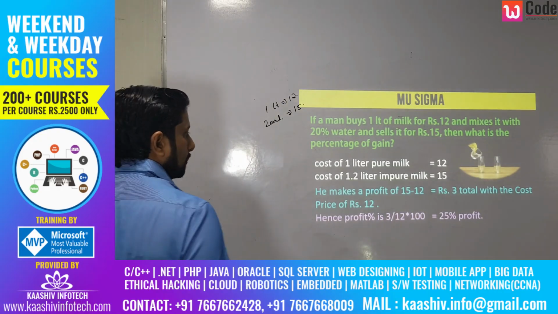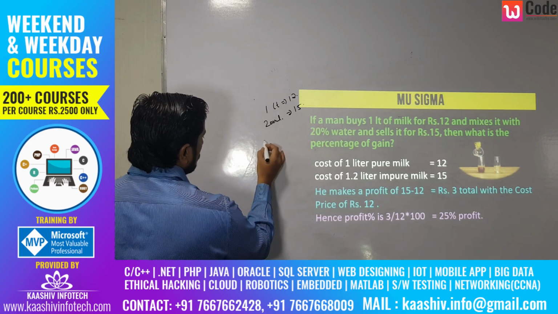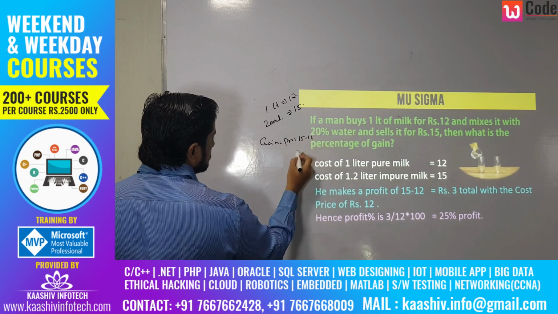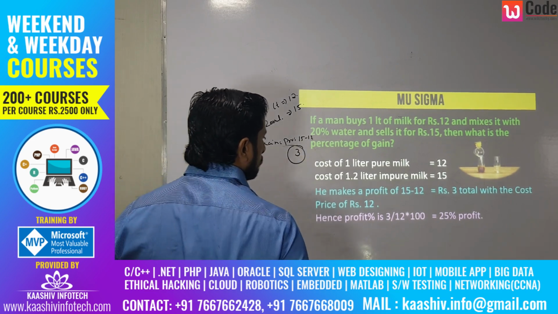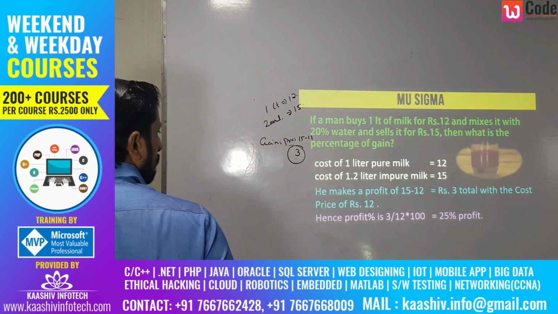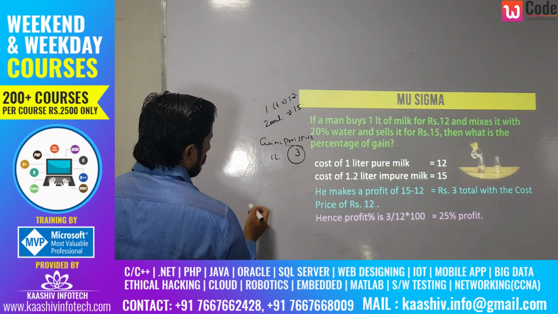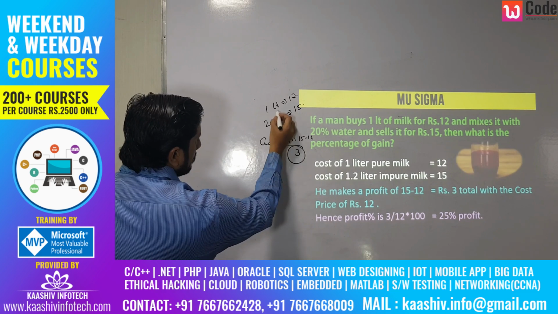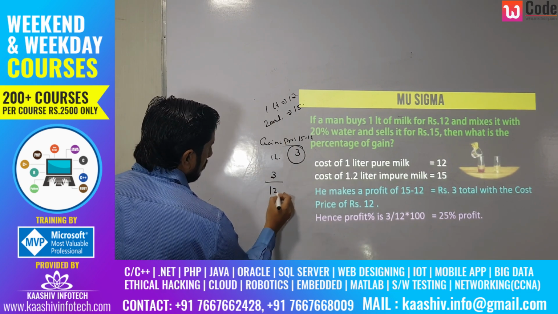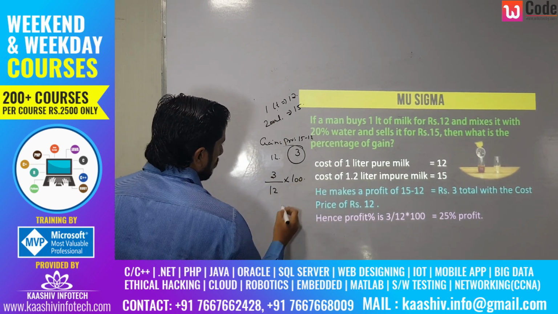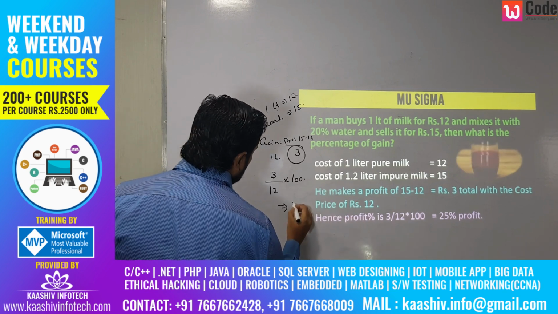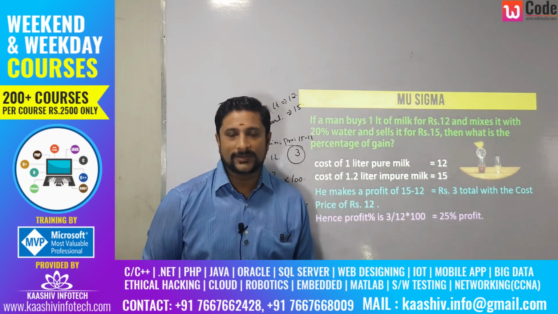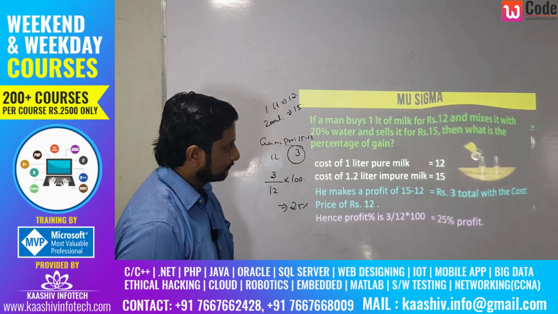Okay, that's the question. So obviously you're able to see the gain. Profit is 15 minus 12 is 3 rupees. He got 3 rupees as profit, with the cost of 12 rupees. Obviously profit divided by the cost price 12 into 100 will give the percentage of gain. He got a percentage of 25%. That's the gain he made. Okay, that's the profit.